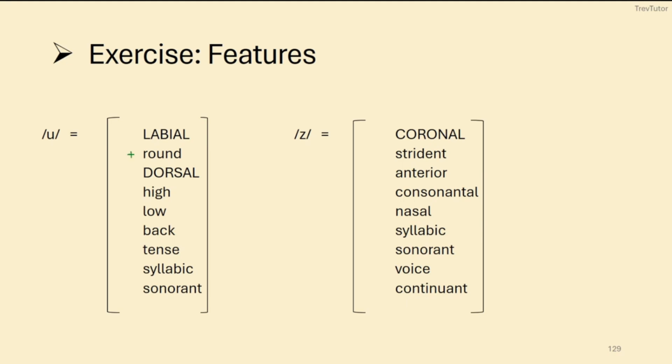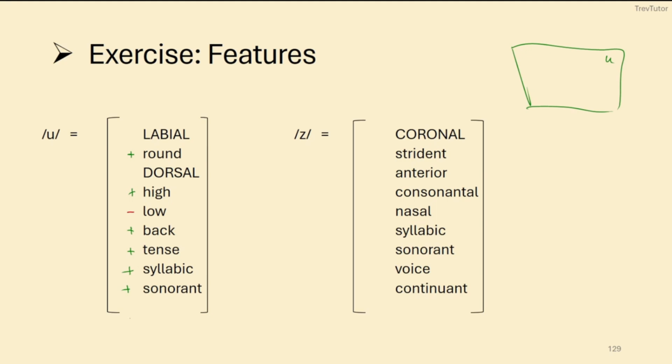Because u is rounded, it is going to be plus round. In terms of the vowel chart, if we think about where u is placed, it is in the high back. So this is going to be plus high, plus back, minus low. U is a tense vowel, so it's plus tense. And because it's a vowel, we know it can be the peak of a nucleus, the peak of a syllable, so it can be plus syllabic, and it's plus sonorant because there's equal air pressure inside and outside the mouth.